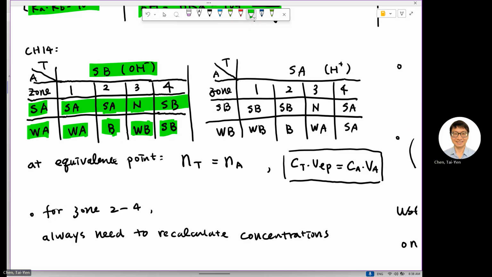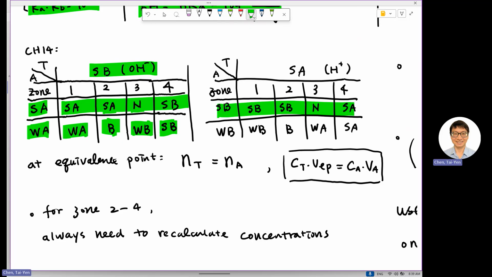So this is what happens when your titrant is a strong base. If you flip the coin and change your base into an acid, it is basically the same thing. You just go through that logic again.